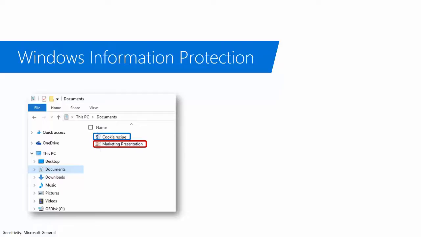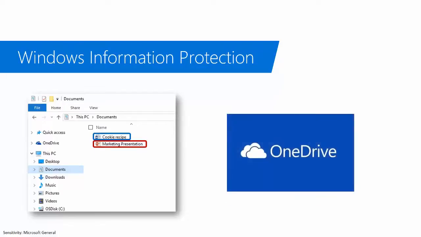How's it work? So in this case, we're going to use OneDrive. So let's say I wanted to copy my cookie recipe from my hard drive out to my personal OneDrive. I copy the file across, it stores on OneDrive, everything's great, thumbs up, worked perfectly.